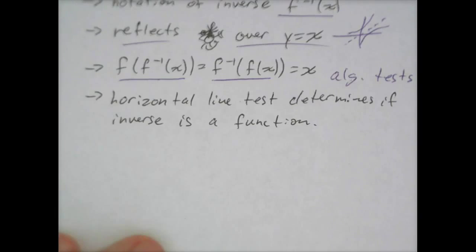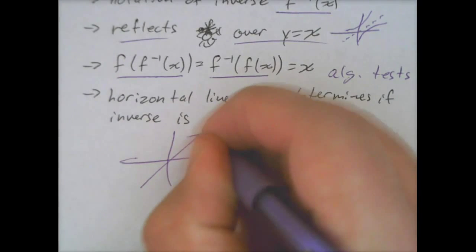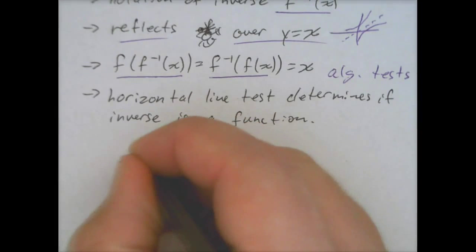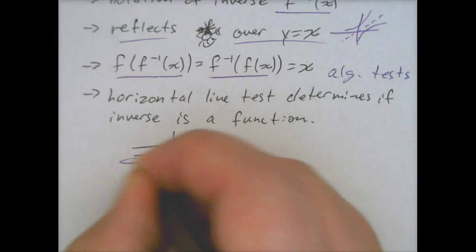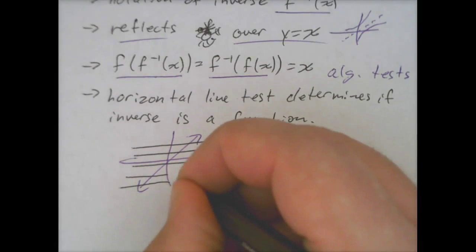So with the horizontal line test, real quick, if we have a graph and we draw a horizontal line anywhere throughout my function, and it only hits one point, just like the vertical line test, but it's horizontal, that means the inverse is a function.